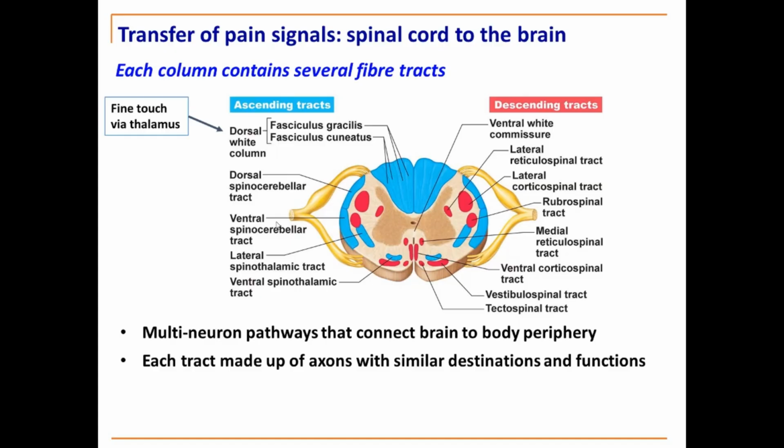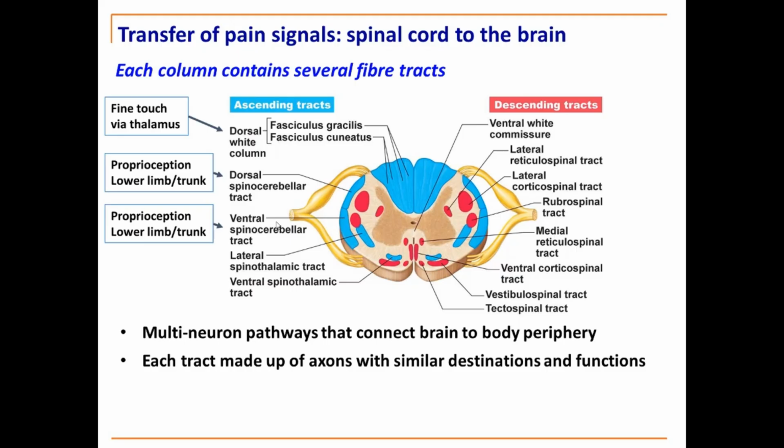So the dorsal white column there, you can see that's involved with fine touch, and it goes via the thalamus and onto the somatosensory cortex. You've got the dorsal and ventral spinocerebellar tract. It's quite obvious what they're going to be involved in, because it's spino, from the spine, to the cerebellum, which is involved in coordinated movements. And it's coming from your limbs. So we're thinking about proprioceptive information. Where are my joints in space?